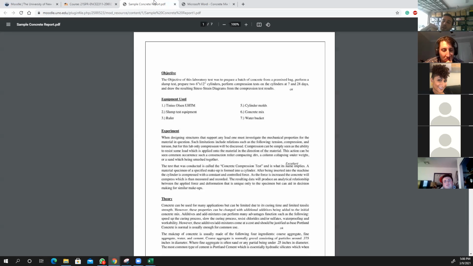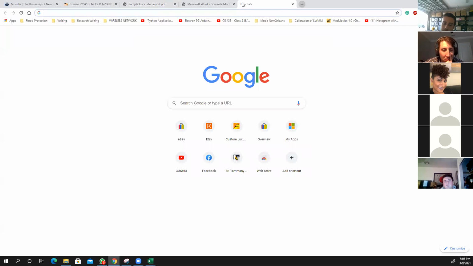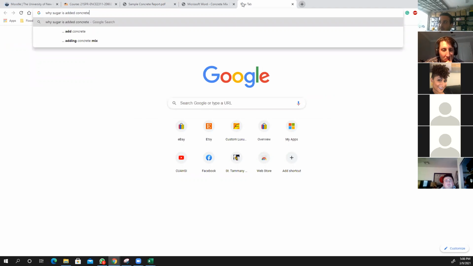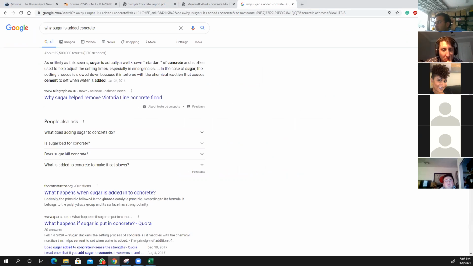You can search it. If you add sugar to concrete, it increases the setting time. Why is sugar added to concrete? So sugar is actually a well-known retardant for concrete, and is often used to help adjust setting times, especially in emergencies. In the case of sugar, the setting process is slowed down because it interferes with the chemical reaction that causes cement to set when the water is added. So it basically delays the setting of concrete if you add sugar.